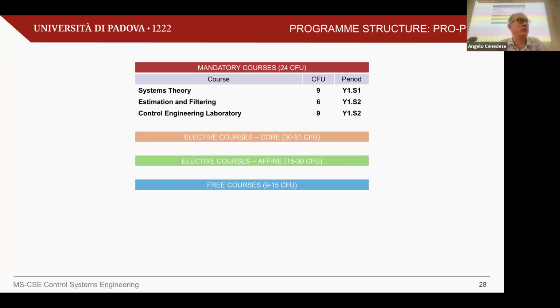Finally, if you do not want to follow our, let's say, automatic plans, you can also build your own plans. It has to be approved by the teaching committee that is approving the proposed plans. And here, the only mandatory activities that you have are the 3 courses that you have seen in all our courses. Then it is up to you to choose elective courses in the core set, elective courses in the affine set, in order to build this number of credits.